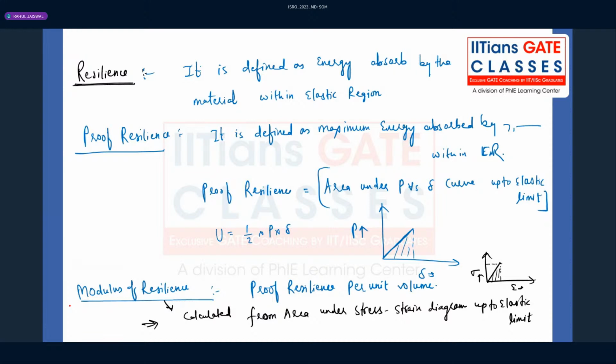Resilience or proof resilience are not properties of the material. Again, there is one more term called toughness: the total energy absorbed by the member just before, or up to, its fracture point. Here, in resilience, energy is absorbed by the member only up to the elastic region. We are not extending our limit from elastic to plastic.